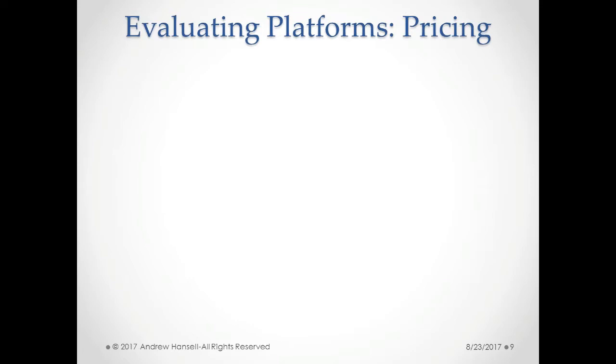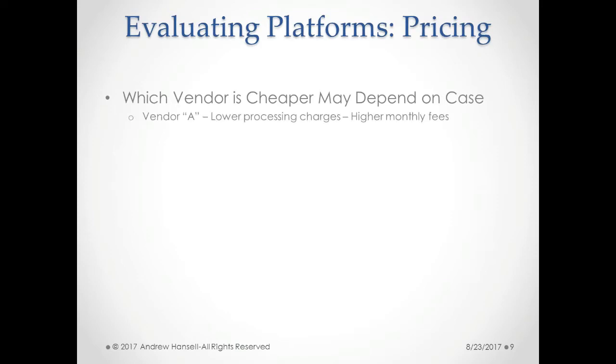So when you take those assumptions and apply them, you're going to find that which vendor is cheaper may depend on the type of case that you have. For example, here we're going to go through a little hypothetical where you may have vendor A, who has lower processing charges but has higher monthly fees, and you may have vendor B, which has higher processing charges but has lower monthly fees.